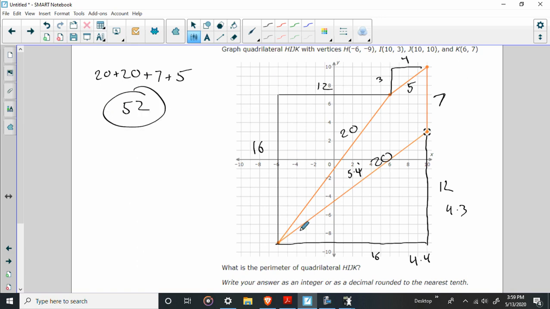Also, make sure you're asking, they asked you for the perimeter. Give them the perimeter. Don't by accident give them the area. Okay. And that's about it.